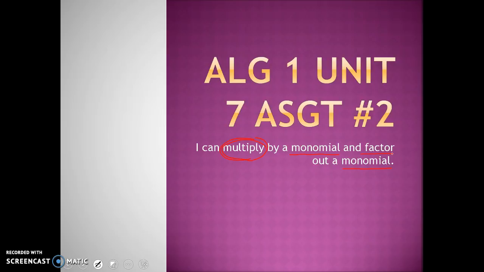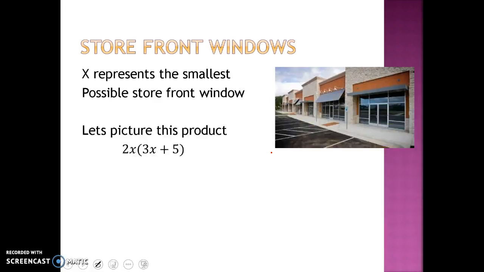So we should know how to classify polynomials, put polynomials in standard form, classify them by the degree and the number of terms. We should be able to add them together and subtract them together. So now we're just going to get started with multiplying. So let's go ahead and get started by thinking about this.